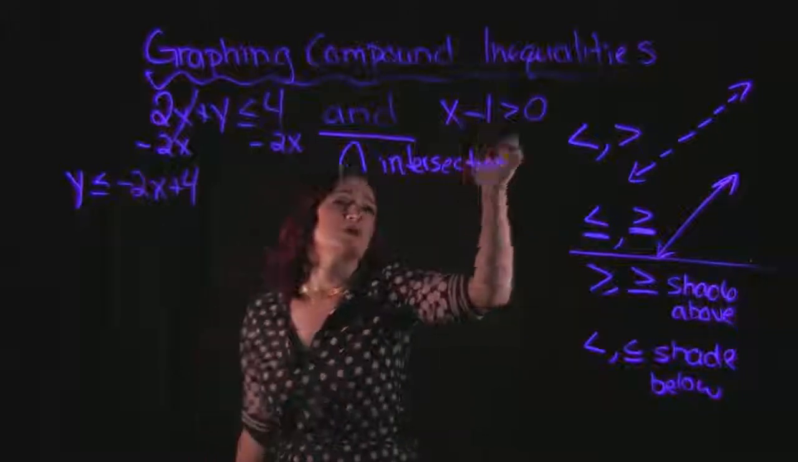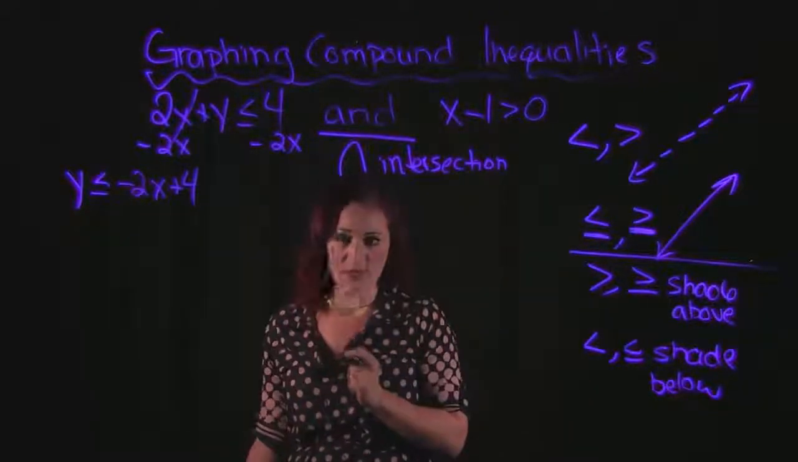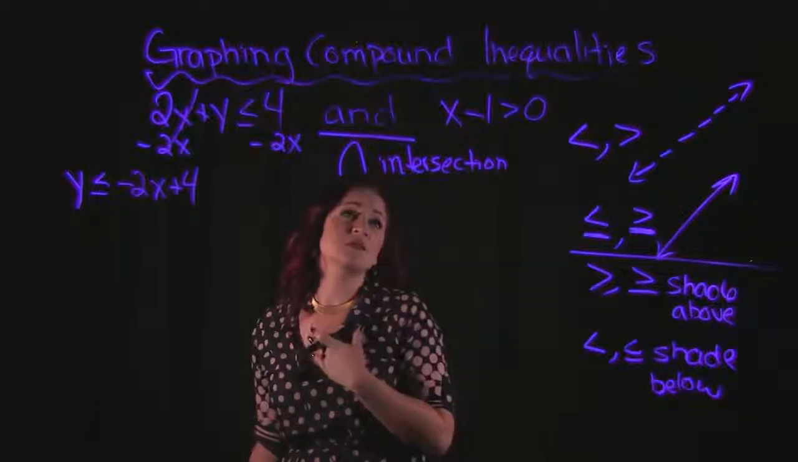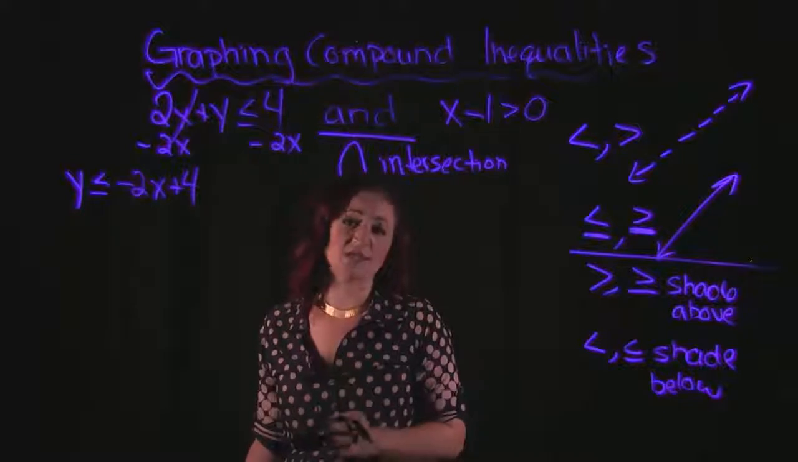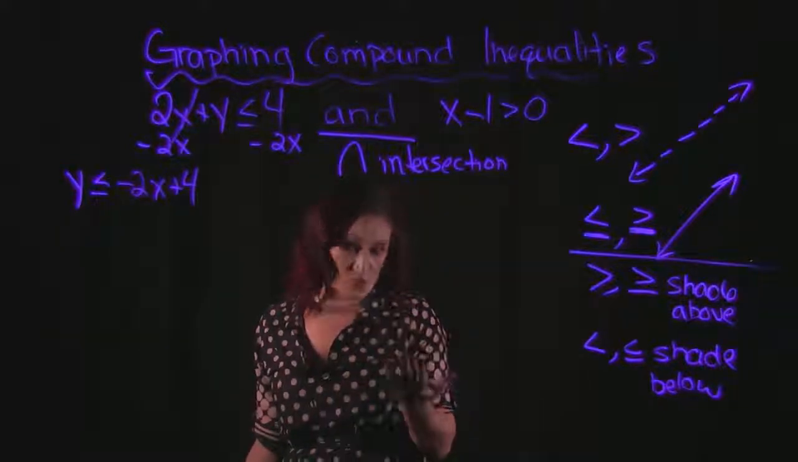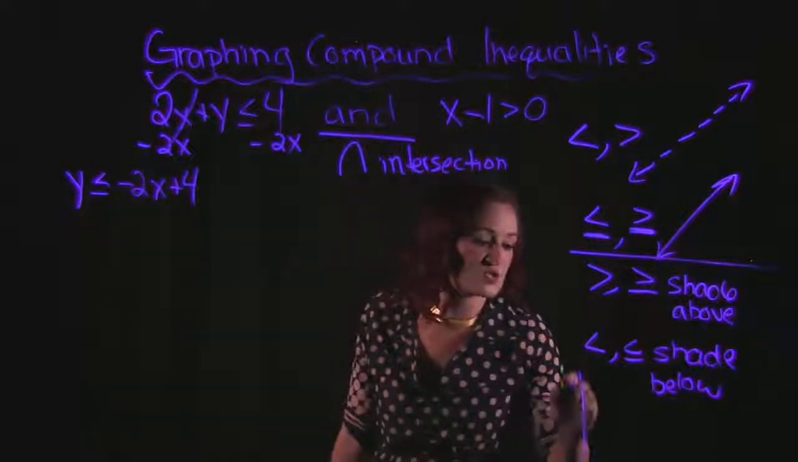Taking a look at the equation that I have over here on the right-hand side, this is x minus 1 is greater than 0. One thing that we do need to keep in mind about this one is this is one of our special lines. So an x equals or an x greater than, this is a vertical line. So that's one of those special lines.